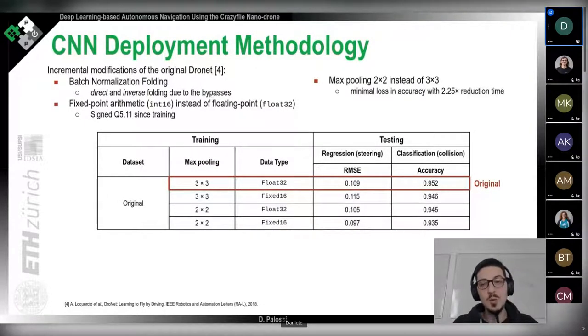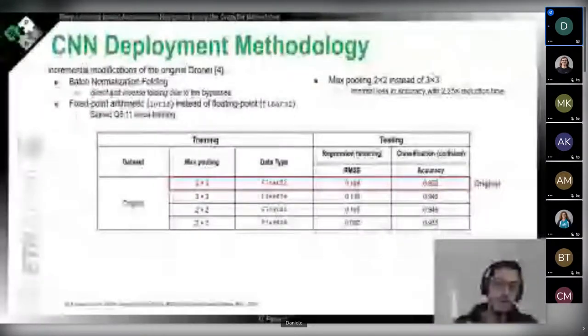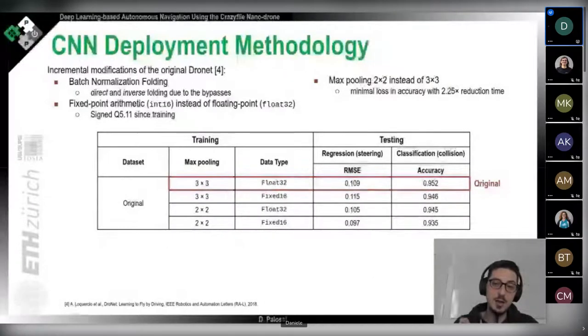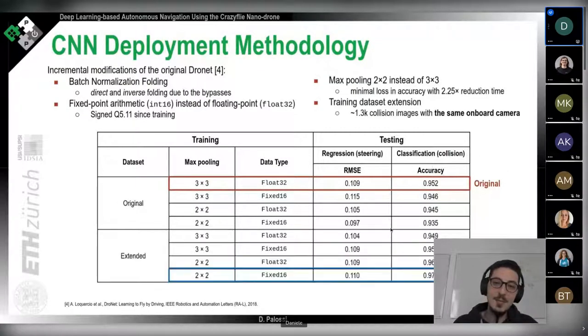Then we moved to a more hardware friendly max pooling receptive field of 2 times 2, with a small loss in accuracy, but with a bit of gain in terms of performance. And once again, if you look at the RMSE and accuracy, we are still aligned with the original baseline.